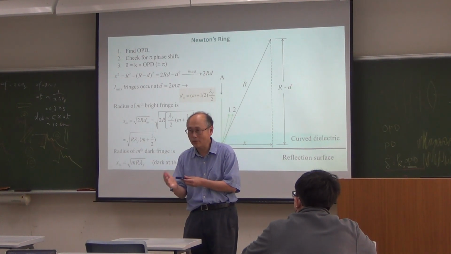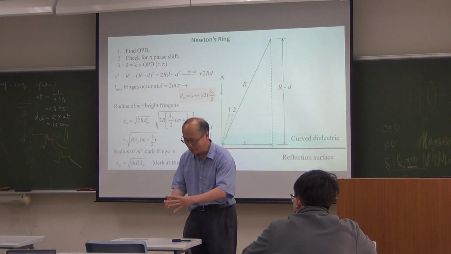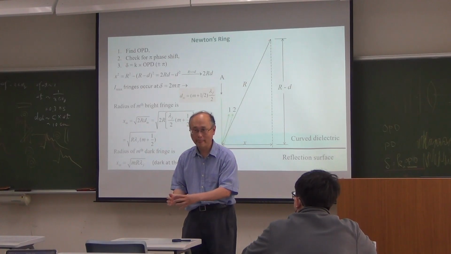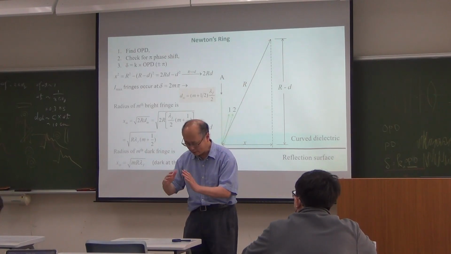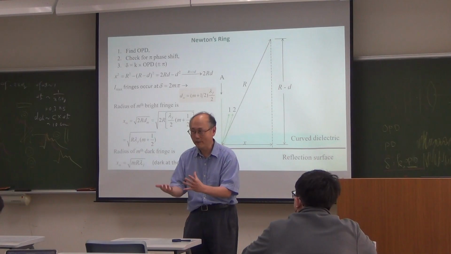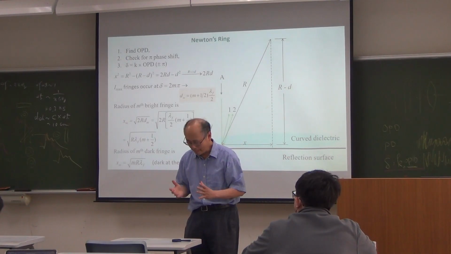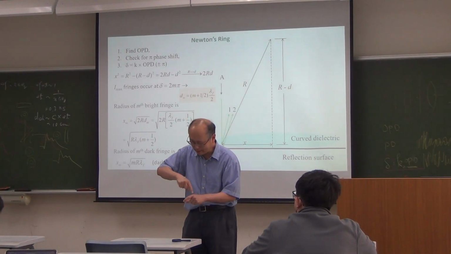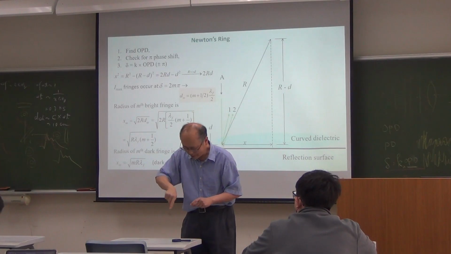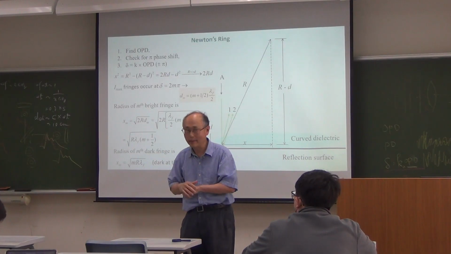Because if the polish is not good, you see distorted rings. Okay, if the surface of the lens is a perfect spherical surface, then you're going to see perfect circles, one by one, from this top.